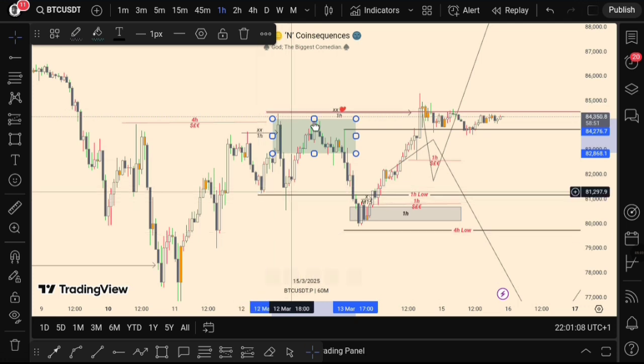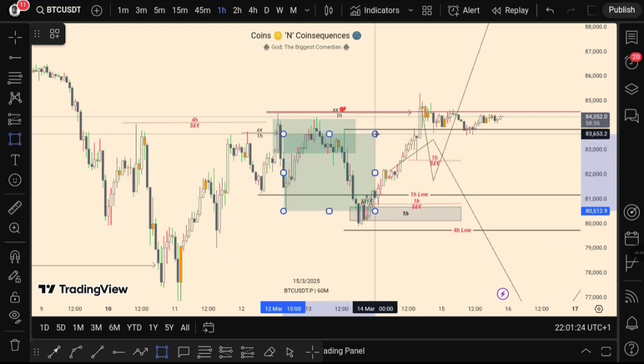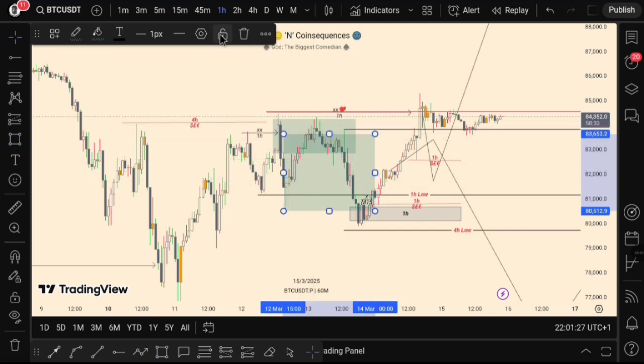Price came down. So on this leg, we only have 2 order flows. We have this order flow and this order flow. This one, this order flow. Mark it. And we have this order flow. So if you understand your order flow, you understand this order flow.